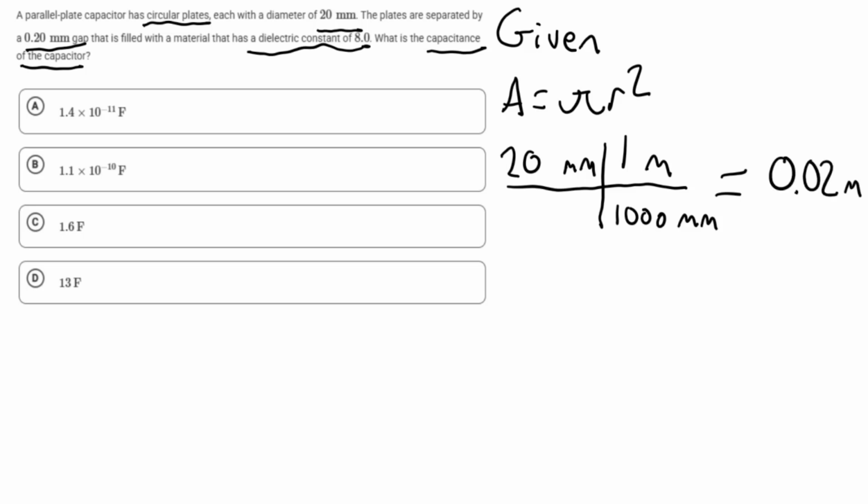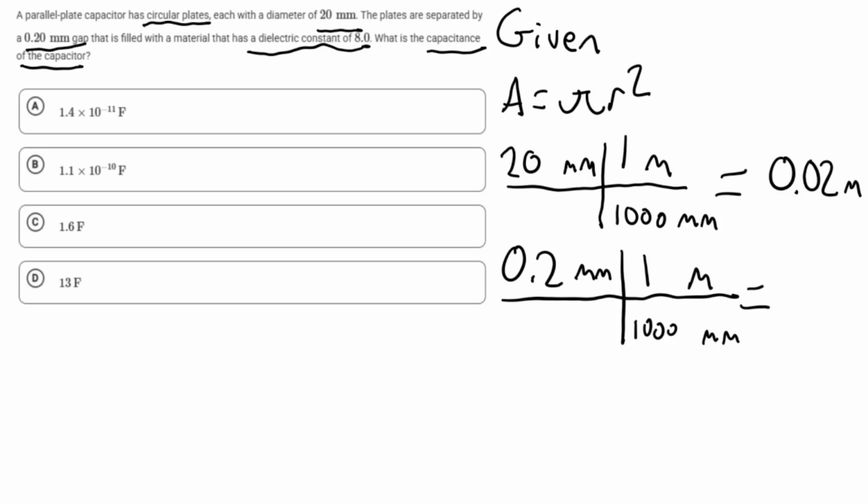0.02 meters. Next, we see that we have a 0.2 millimeter gap, so we'll convert that also to meters. 0.2 millimeters, we'll do the same, divided by 1,000. 1,000 millimeters is equal to 1 meter, and we get 0.000. Is there one more zero? Let's check. 1, 2, 3. Just 3 zeros.